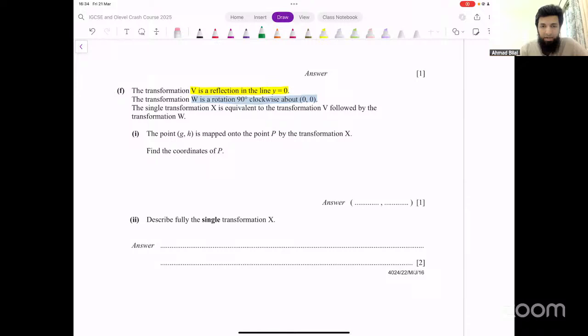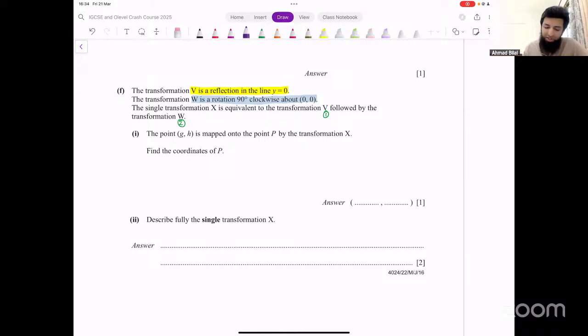Now, how do you understand that statement? Transformation V followed by transformation W. So what's happening first? V has to happen first. V has to be applied first, and W has to be applied second. If you were to write down in that notation, you would say this is WV. So WV means V applies first and then W applies. Okay, that's what is happening. So X is a combination of V and W.